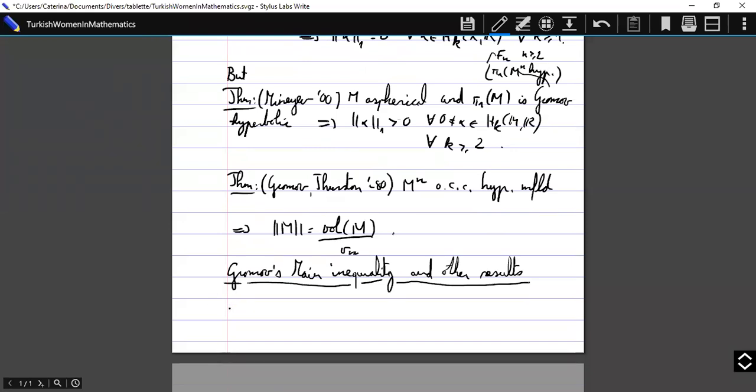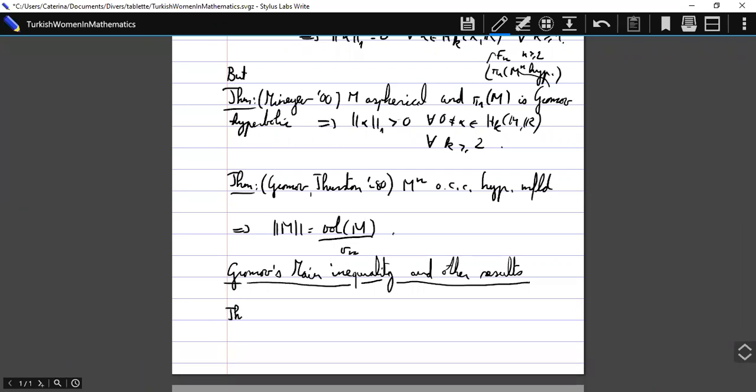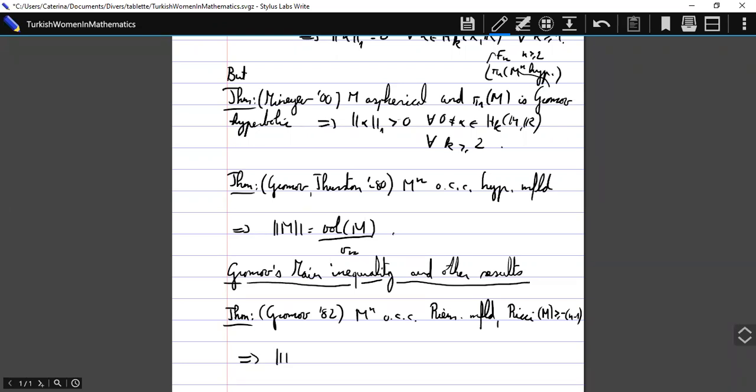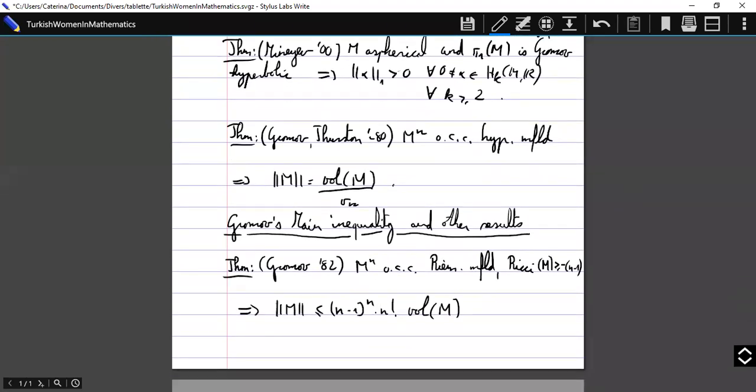So in the paper where Gromov defined this invariant and proved the theorem above, he also proved another very important theorem that's now called the main inequality. It says the following: if M^n is an oriented, closed, connected Riemannian manifold such that its Ricci curvature is bounded below by minus (n minus 1), so any lower bound in some normalization, then the simplicial volume of M is less than or equal to (n minus 1) to the n times n factorial times the volume of M in its Riemannian volume for this Riemannian metric we have on M.